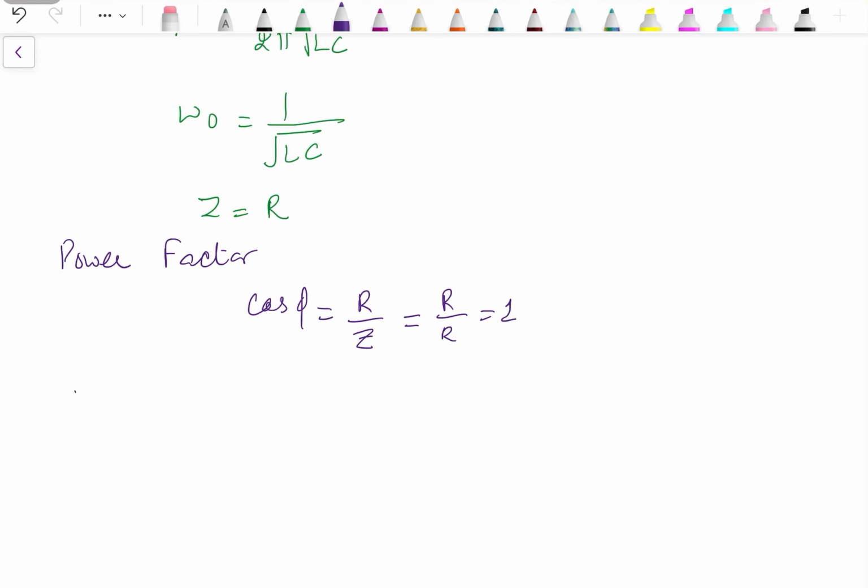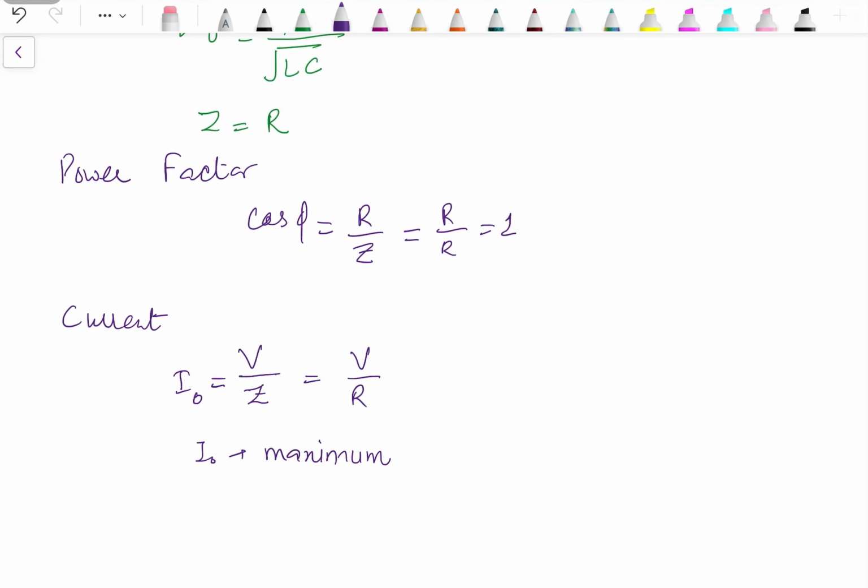Now at resonance, if we want to calculate the current, which is V upon Z, it will be equal to V upon R. So it's I naught, since this corresponds to the resonant frequency. Since Z has minimum value, which is equal to R, current I naught is actually the maximum current. So current in the circuit is maximum at resonance in comparison to all other frequencies.